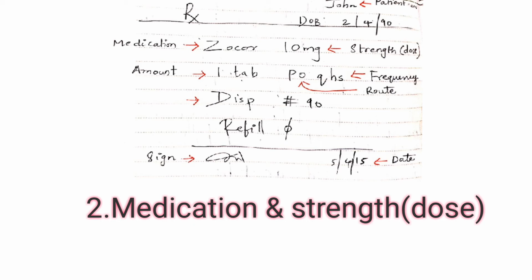Oftentimes, the exact strength the physician prescribed may not be available, so the pharmacist needs to dispense the appropriate alternative. For example, if the physician prescribed Methimazole 10 mg and the pharmacy has only 5 mg tablets, the pharmacist will dispense 5 mg tablets and adjust the amount, that is 2 times per day.